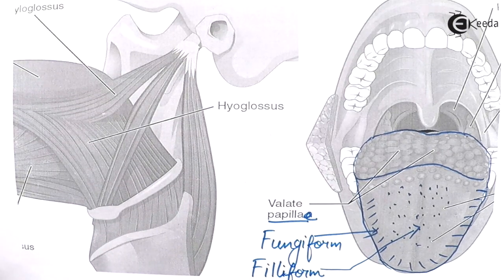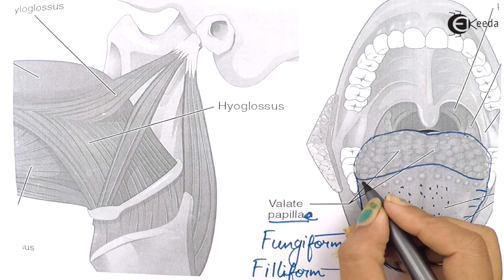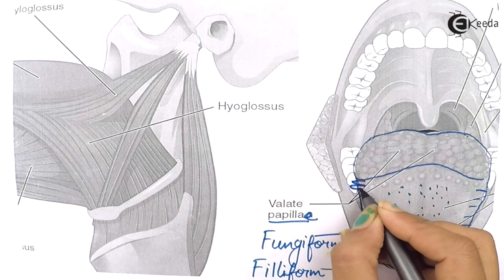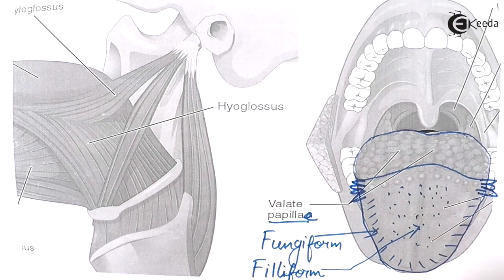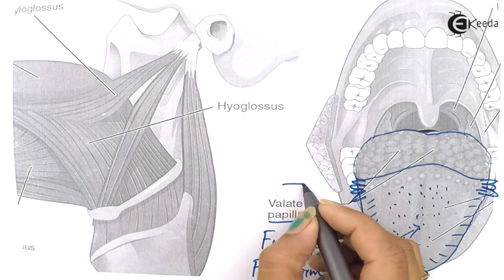And the last one is Foliate Papillae. Foliate means leaf-like papillae, which is absent in human beings. And suppose if it is present in other mammals, how it looks, let's see. So here it would be present and it looks like a leaf structure.